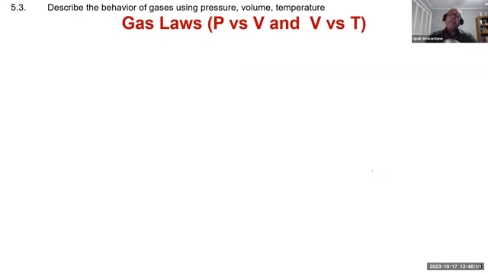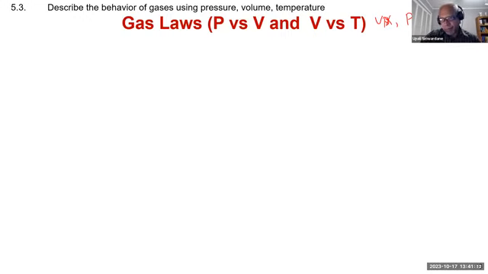We mainly deal with 4 variables: volume, pressure, temperature, and number of moles.